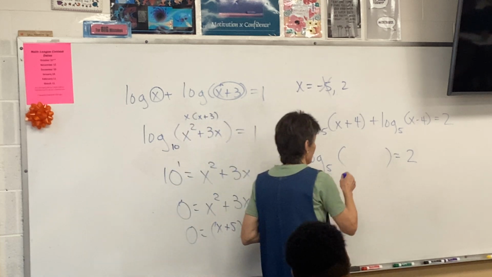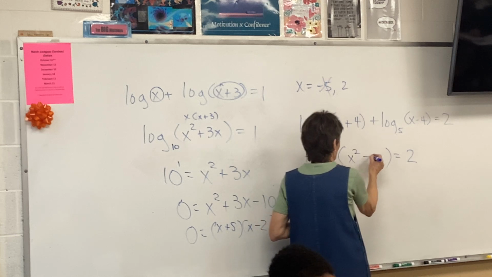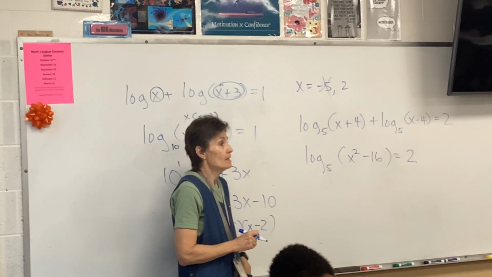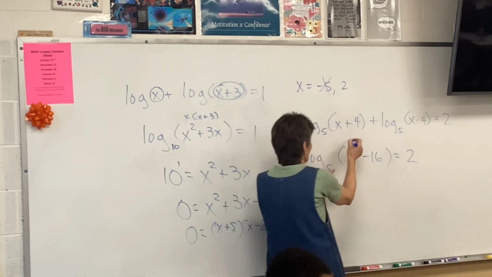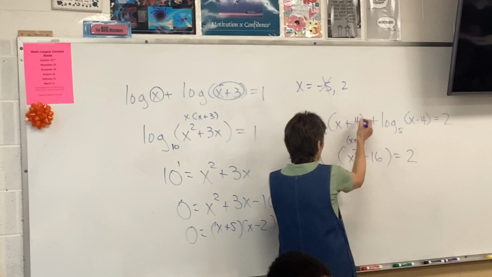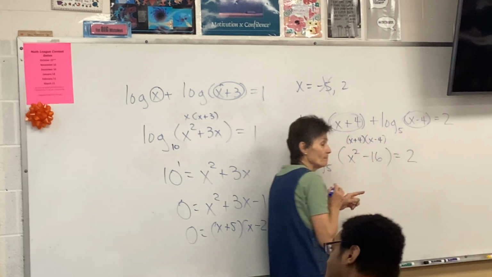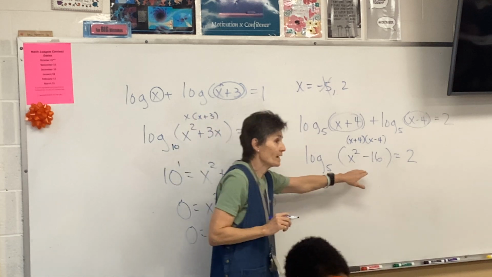What do you think? Anybody figured it out? What'd you put in here? X squared minus 16. Willow's nodding. How come it's x squared minus 16? Because we're multiplying our x plus 4 and our x minus 4, and when we FOIL that together, we got this.